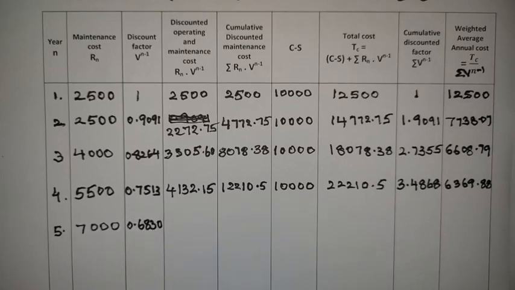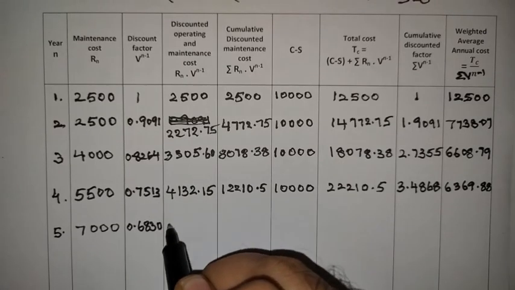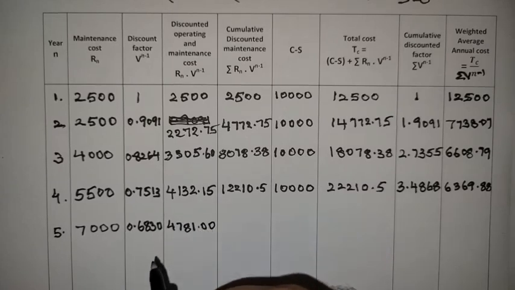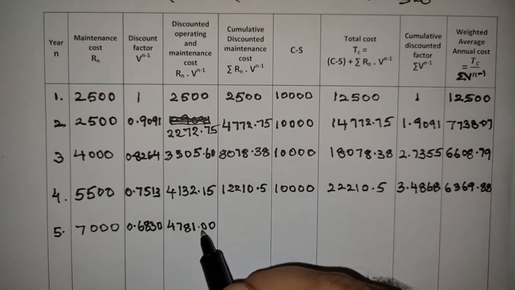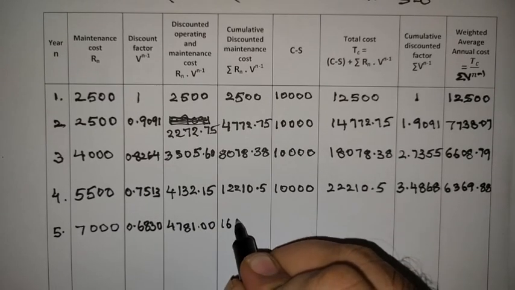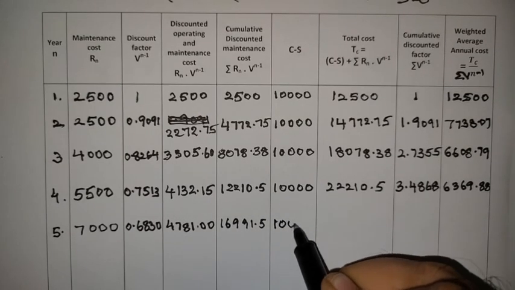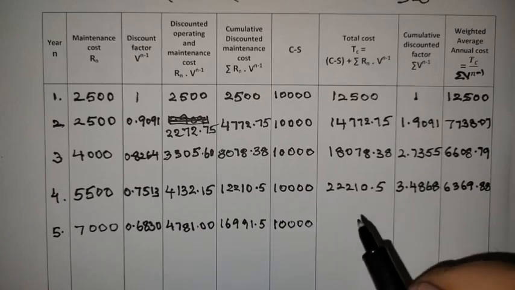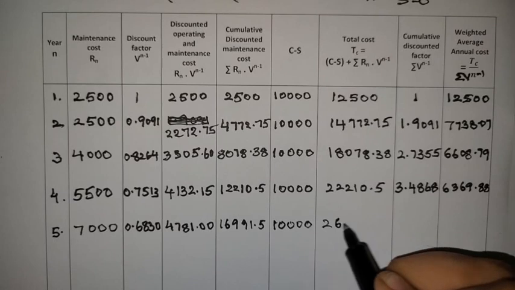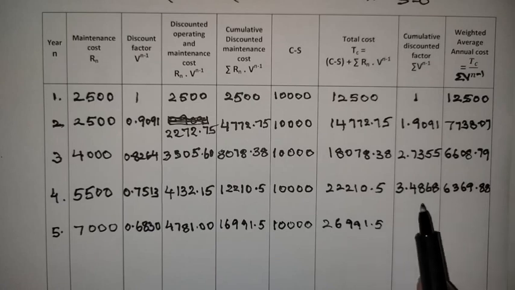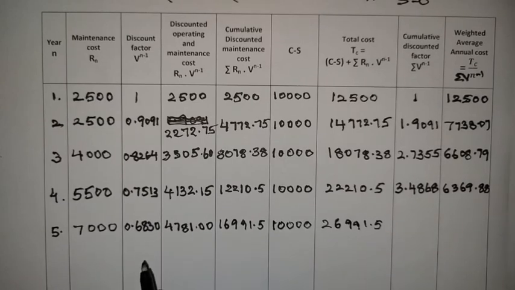0.6830. Next, Rn into v power n minus 1, you will get 4781.00. Next, sigma value, add this one to this, then you will get 16991.5. Next, C minus S, already we know that, so it is 10,000 rupees. Next, total cost will become 26,991.5.